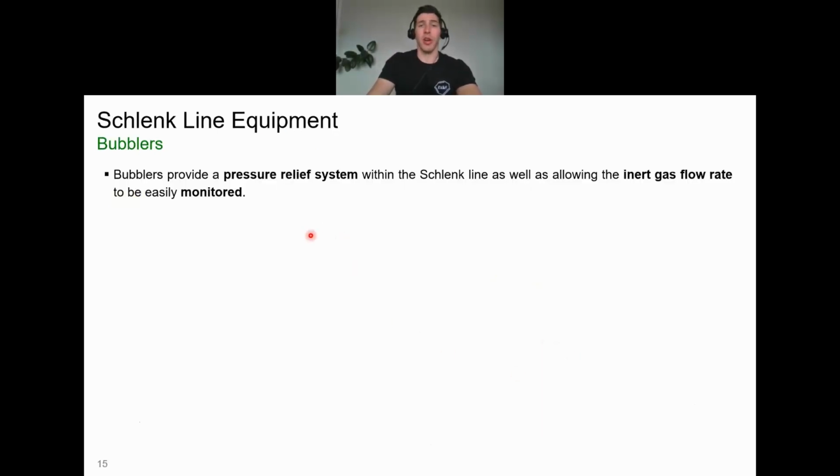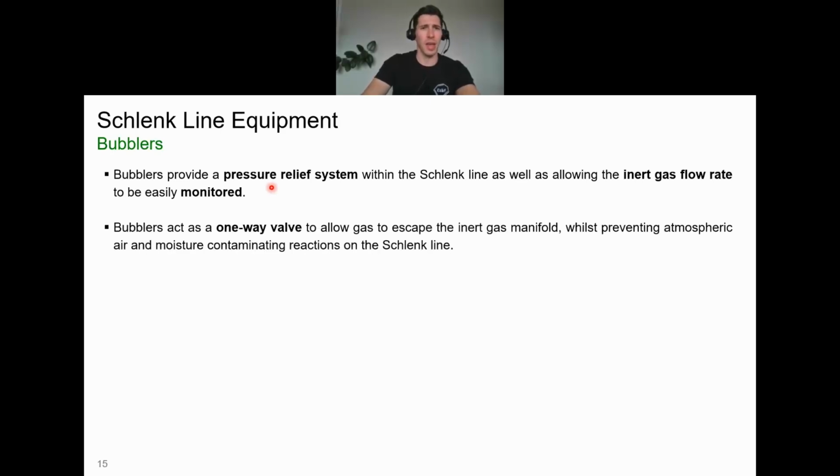On the note of bubblers, I do want to talk about the options that you have. As I mentioned early on, they have lots of different uses. The first is that you can see the inert gas flow rate, so you can monitor that, and it also provides a safe pressure release system within the Schlenk line so that you never have a buildup of inert gas. They also act as a one-way valve, so inert gas can escape, but atmospheric air and moisture can't come in and contaminate your reactions.